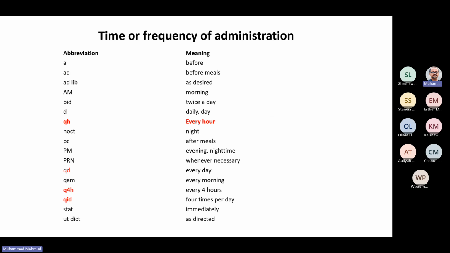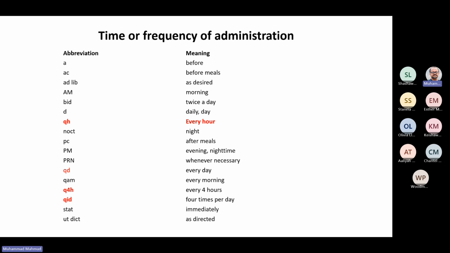Regarding time or frequency of administration, we have AC, PC. AC means ante cibum, before meal. PC stands for post cibum, after meal. Like AM, PM, before noon and afternoon. With Q, I have some highlighted words here. You see, QH stands for every hour. Q means every. So every hourly, QH. Every day, QD. Every 4 hourly, Q4H. And every 6 hourly, 4 times a day is QID.